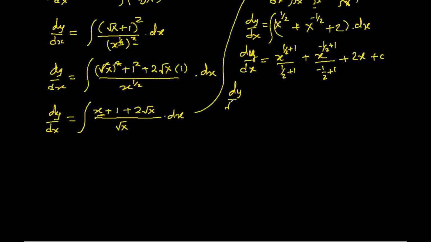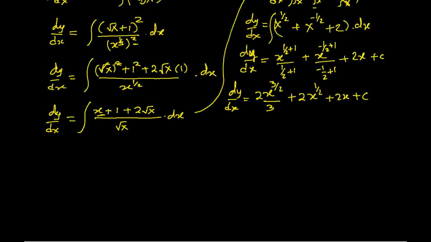dy over dx equals x to the power 3 over 2 divided by 3 over 2. So I will just write 3 here and 2 here. We can write denominator of a denominator becomes numerator. Similarly here, x to the power positive half divided by 1 over 2, but I will write 2 here and no need to write 1 at the denominator. Plus 2x plus c. We have got the equation for the first derivative, which is gradient.